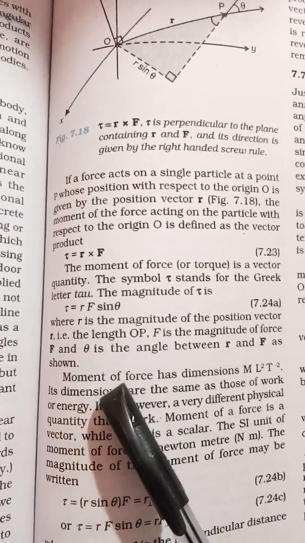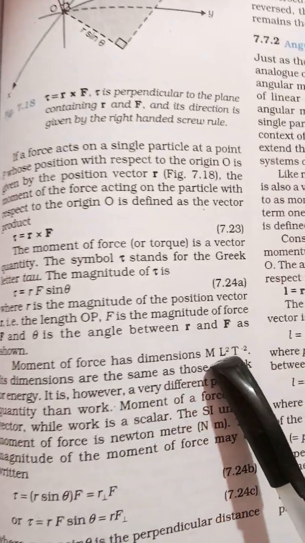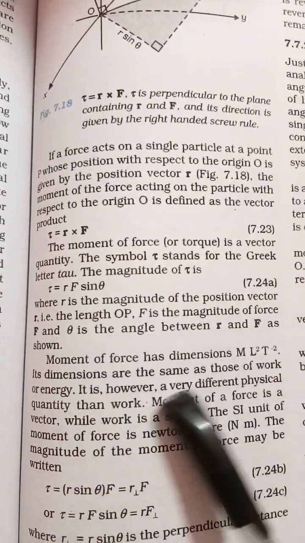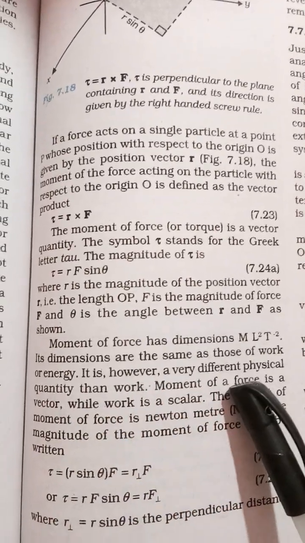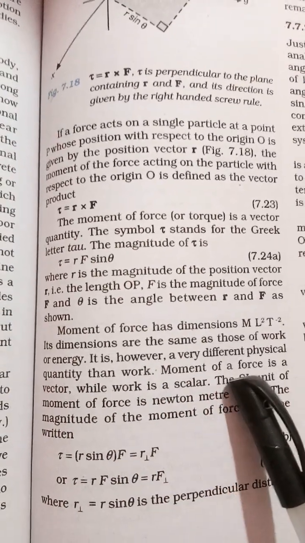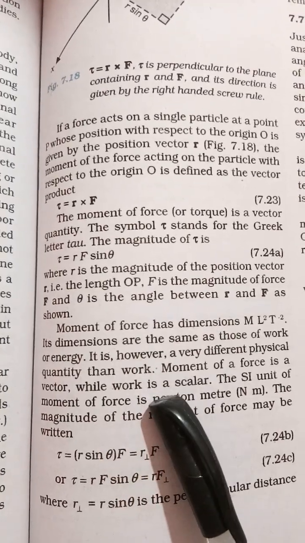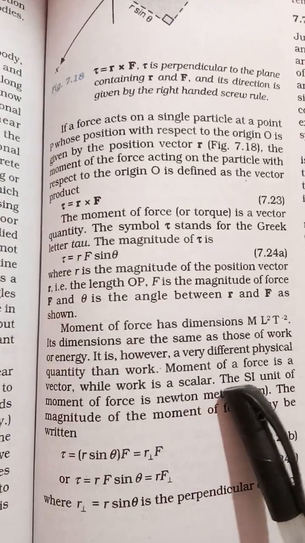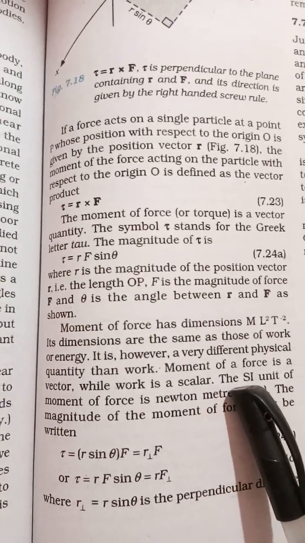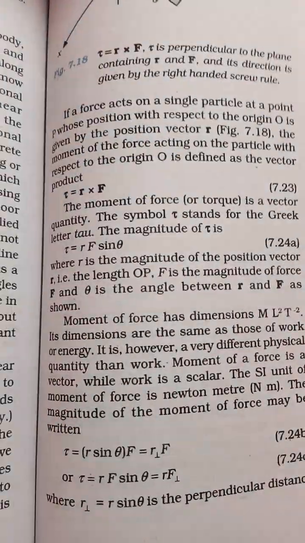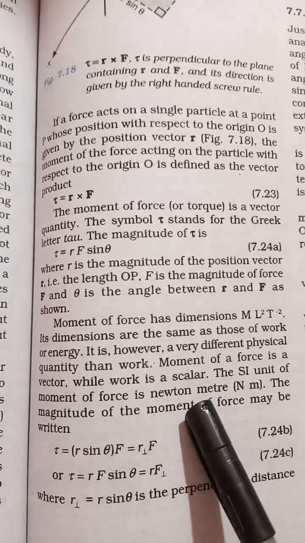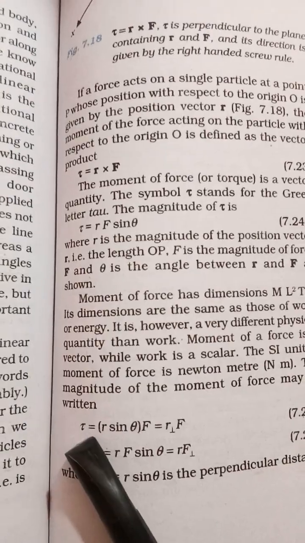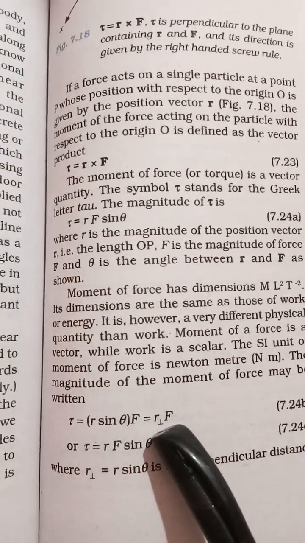Moment of force has dimensions M L squared T to the minus 2. Its dimensions are the same as those of work or energy. It is however a very different physical quantity than work. Moment of force is a vector, while work is a scalar. Work has no direction. The SI unit of moment of force is newton meter, N m, and the magnitude of the moment of force may be written as tau equals r sin theta times F.